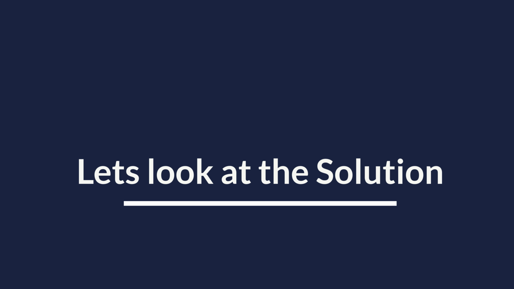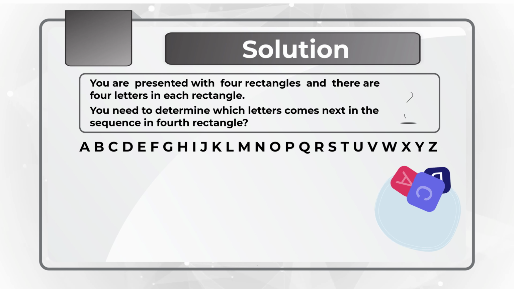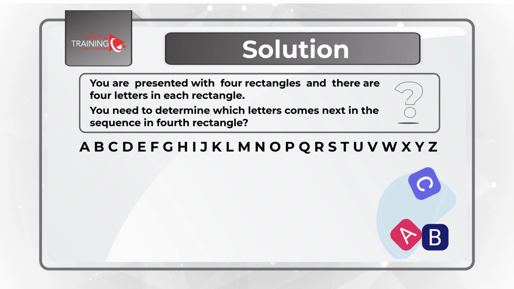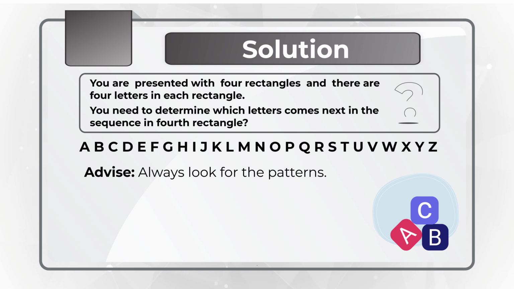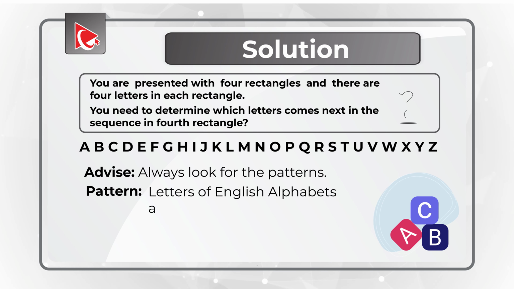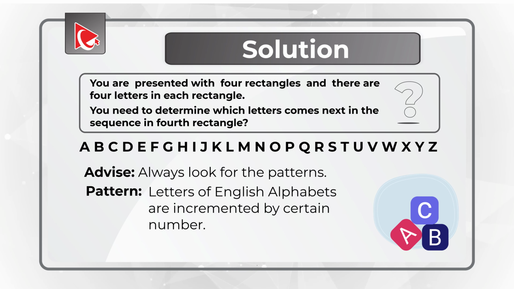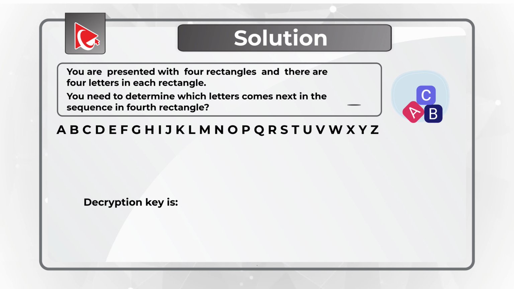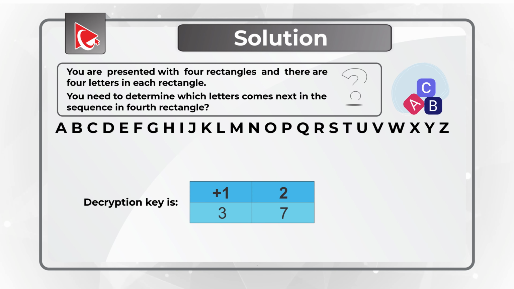To answer this question correctly, you need to know the letters of the English alphabet, as well as a little bit of math. And my advice to you: always look for patterns, because you need the pattern to solve this question. So let's first look at the pattern. As you might have guessed, letters of the English alphabet are incremented here by a certain number. The increment number is different for each section of the rectangle. And the decryption key, if you're familiar with encryption and decryption, is 1, 2, 3, and 7.